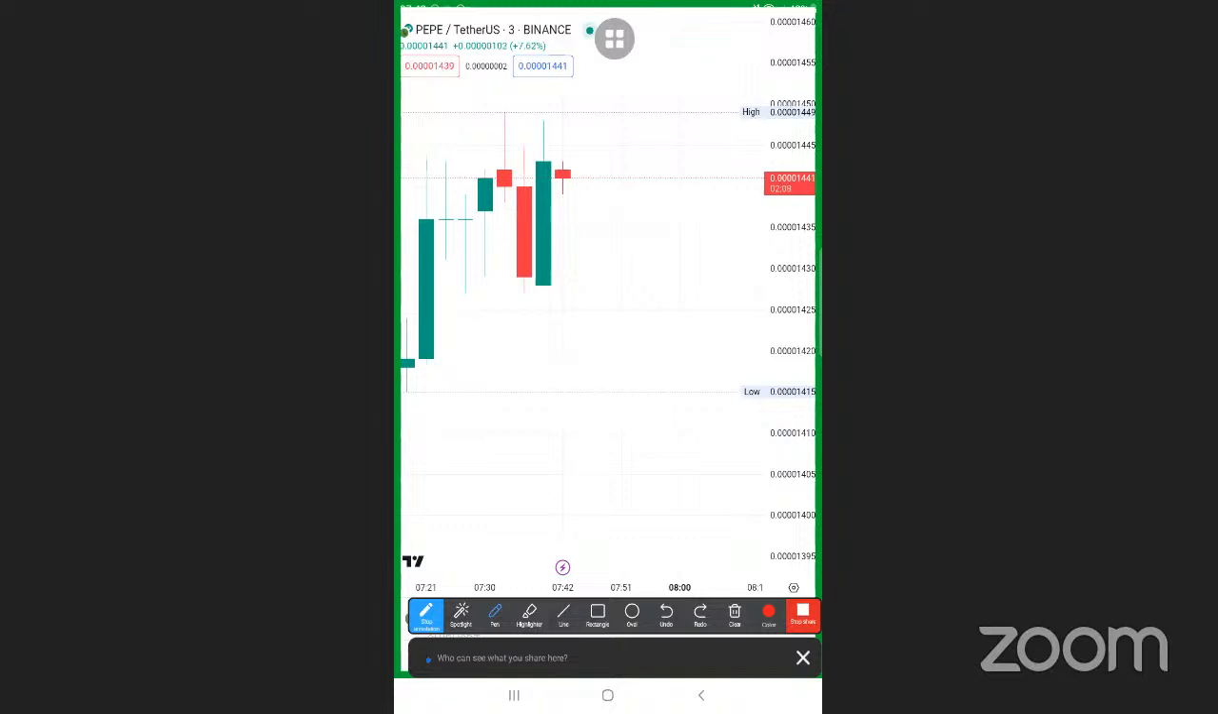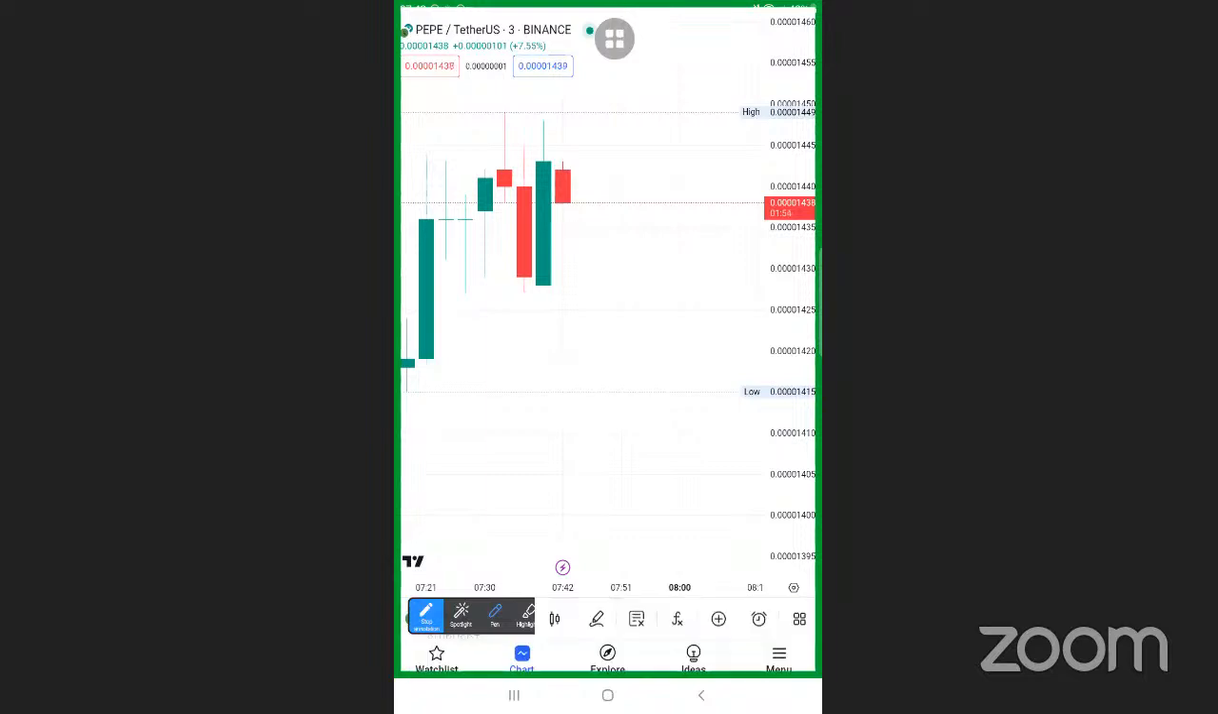Tell me, give me an answer in the chat. Where did it open? I'm doing it in a short time frame so that you are able to see movement. Where is the market coming from? Where is it going? You are seeing it right on your screen. Where did the market open, and where is it going? Give me an answer in the chat.